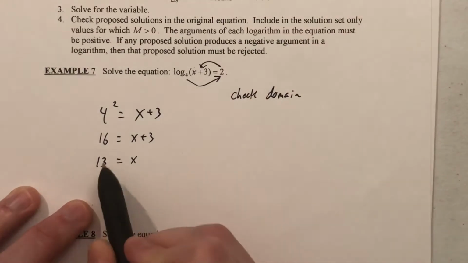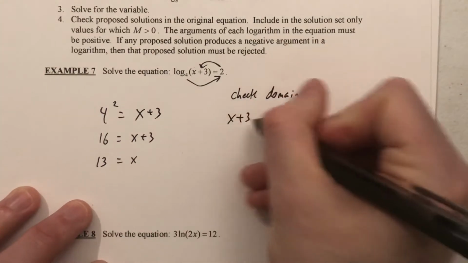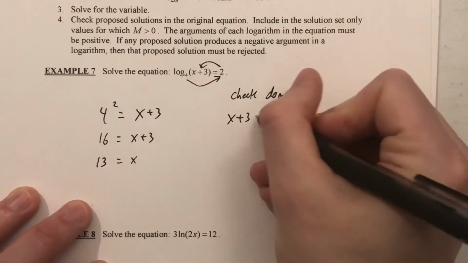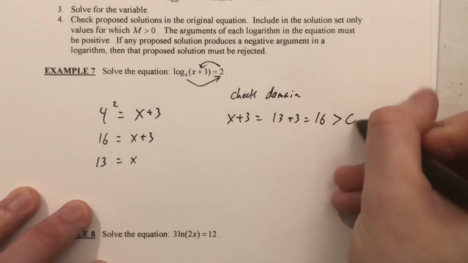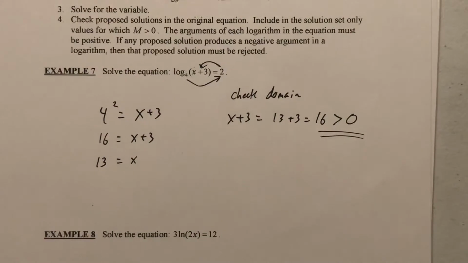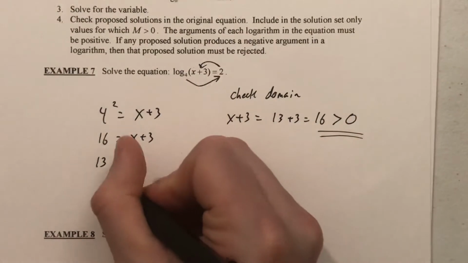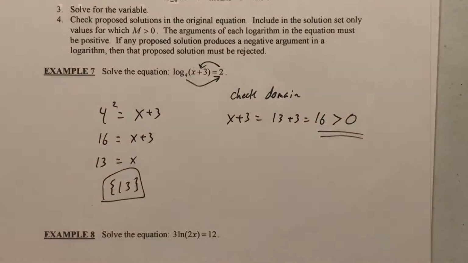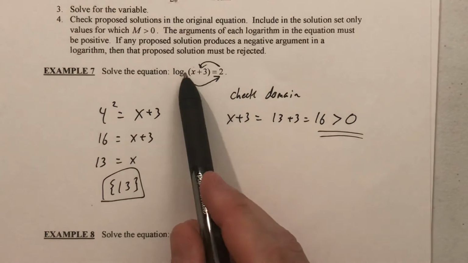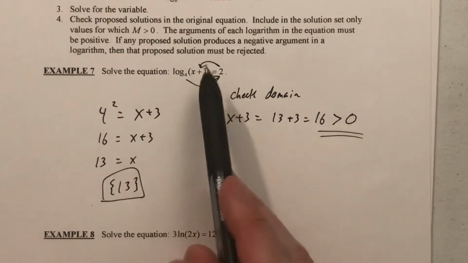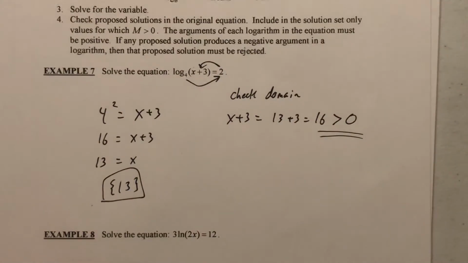You're taking this number 13 and plugging it back into just the argument of the logarithm, x plus 3. Well, that would be 13 plus 3, which is 16. We just need to make sure it's going to be positive. As long as it's positive, we're good to go. And so 13 would be our solution. That's all you have to do for the checking of the domain. You don't actually check the equation itself. You just check that the final argument of your logarithm is a positive value.